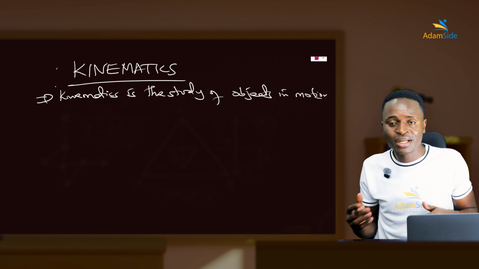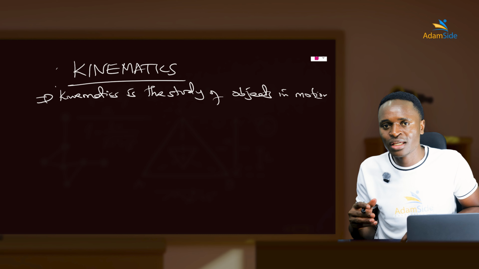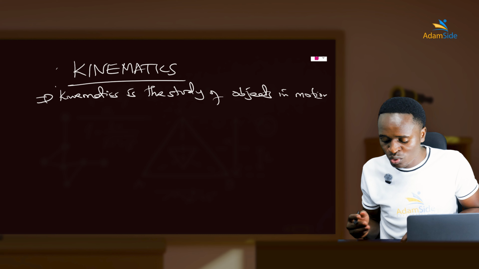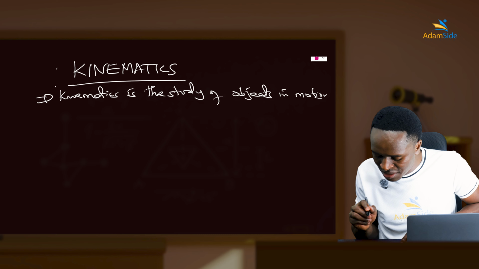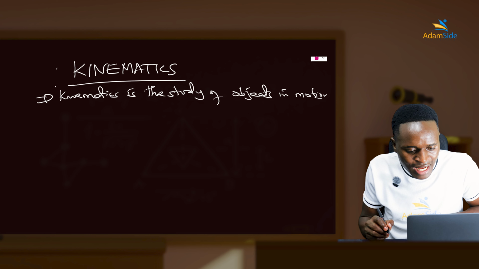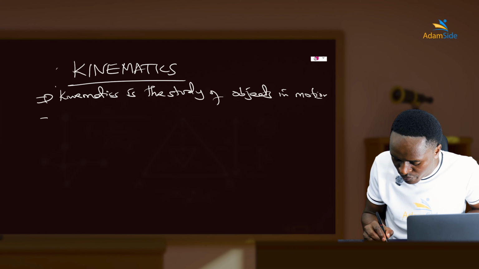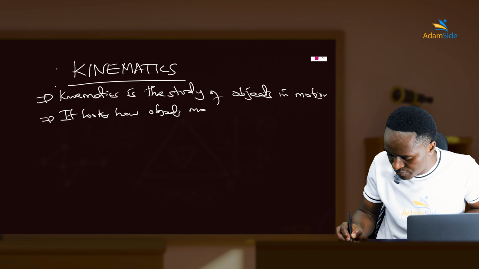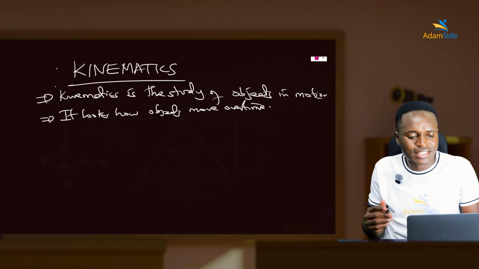Sometimes you're told to find the total distance that a car moved, maybe from a speed time graph. That is the kind of question you're supposed to handle. So we know kinematics is the study of objects in motion. It looks at how objects move over time.